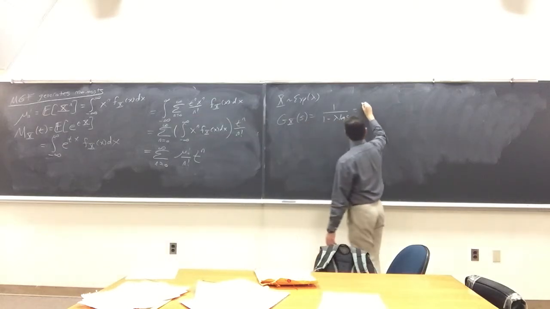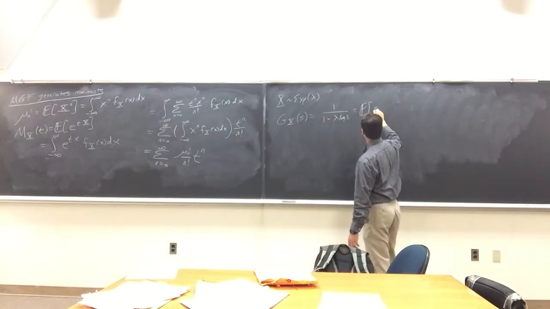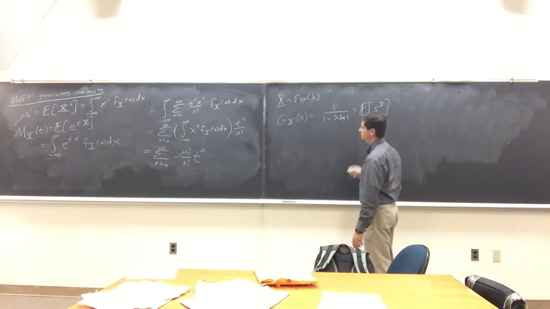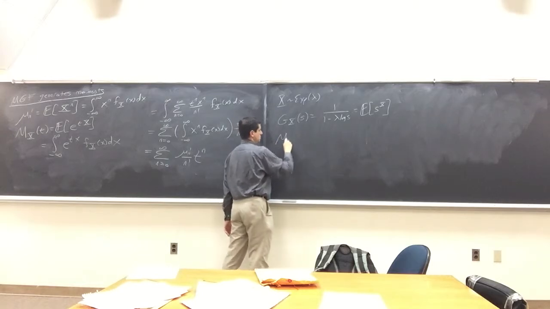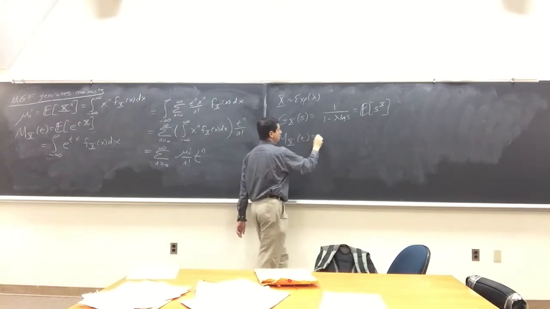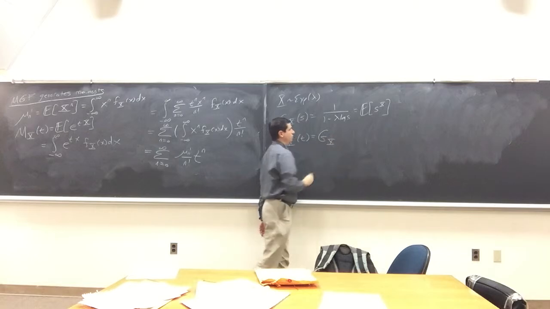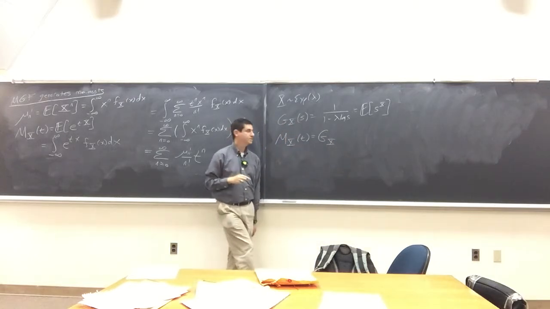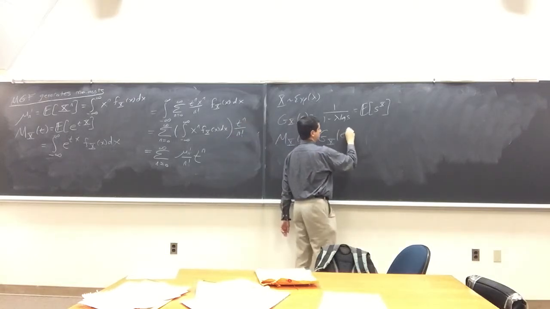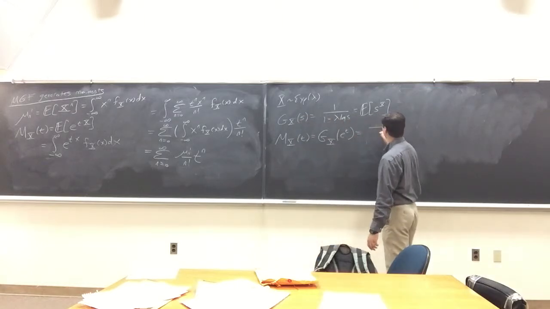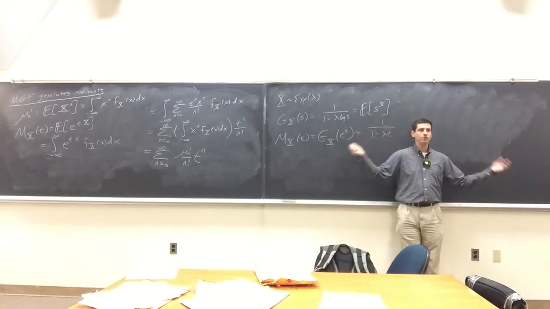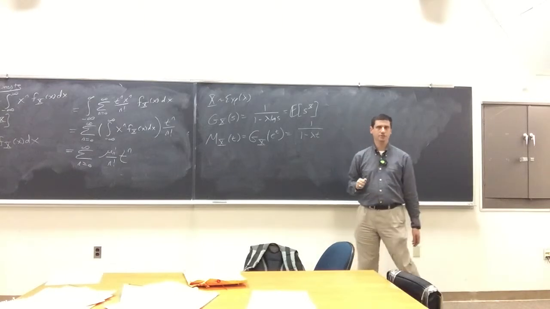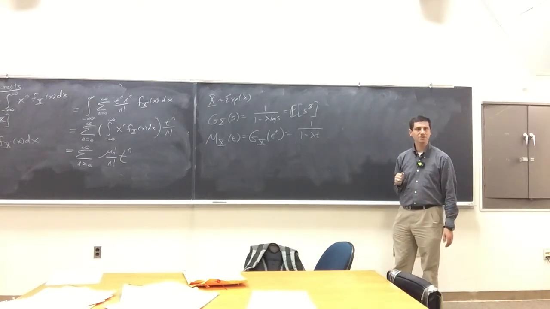This was the expected value of s to the X. For the moment generating function at t, this was the generating function at what point? e to the t. And so this should just be 1 over 1 minus lambda t. And again, I could do the calculation the long way. I don't want to. I want to take advantage of the fact that we've got this nice connection.